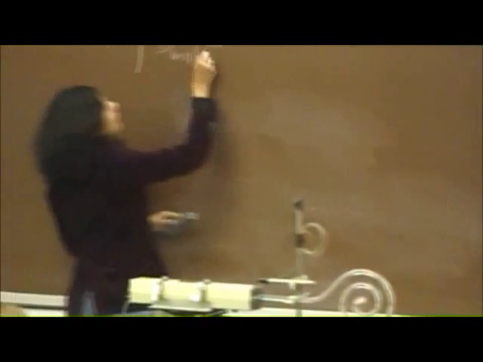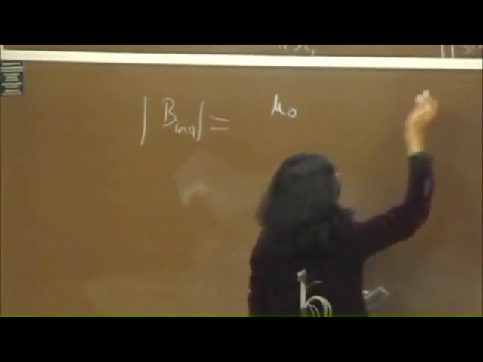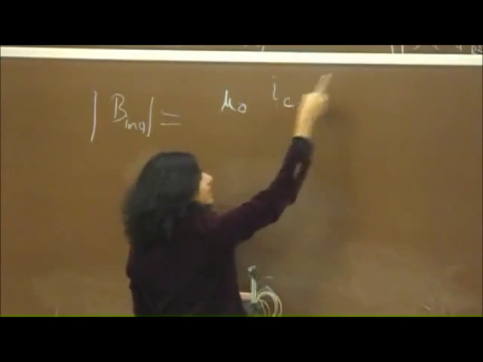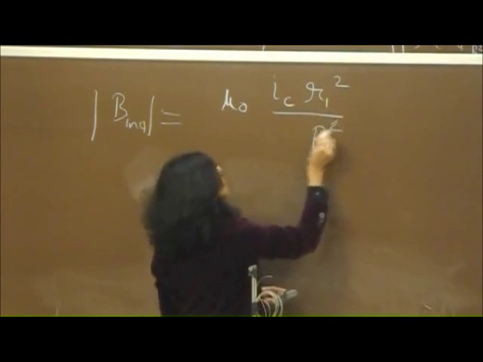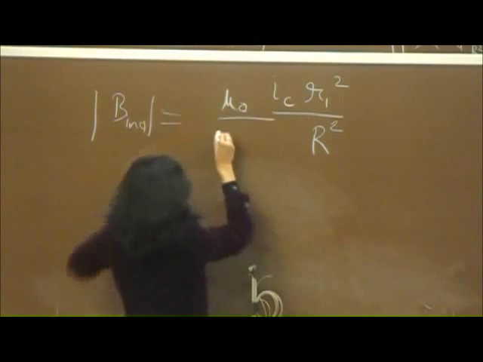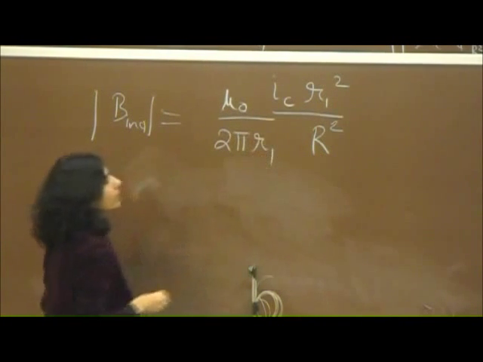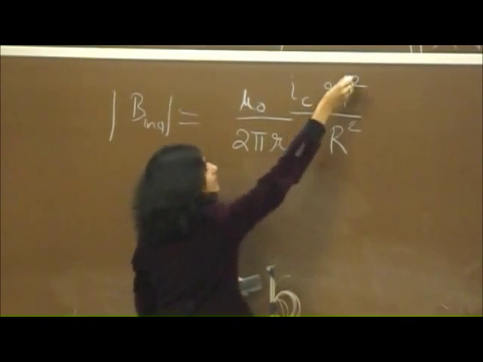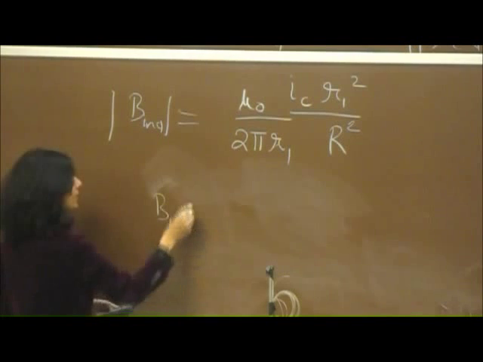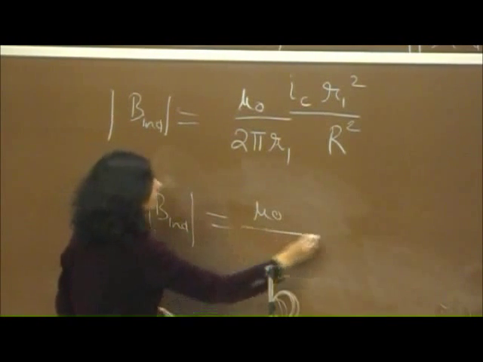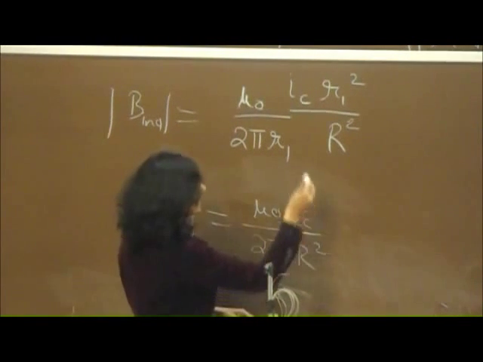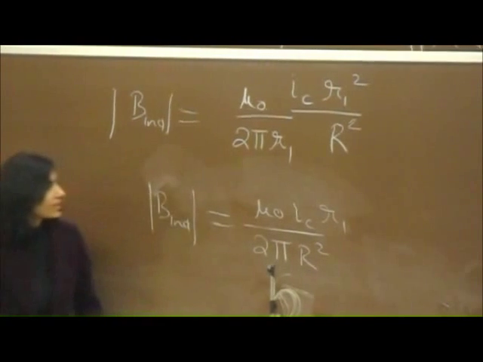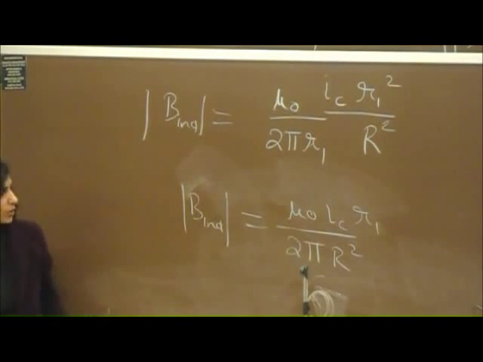What you can see is that B induced then turns out to be equal to mu 0, and instead of I_D enclosed, I'm going to use I_D equal to I_C times R1 square divided by R square, divided by this 2 pi R1 that I always had. Notice that one of these R1s gets cancelled here, so I get B induced is equal to mu 0 divided by 2 pi R square times I_C times R1. I'll leave it for you to plug the numbers. At this point, it's just plugging numbers.